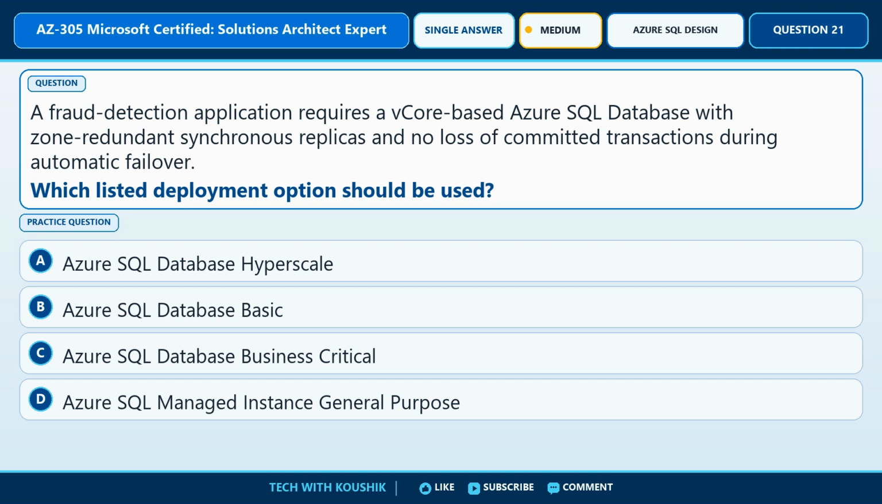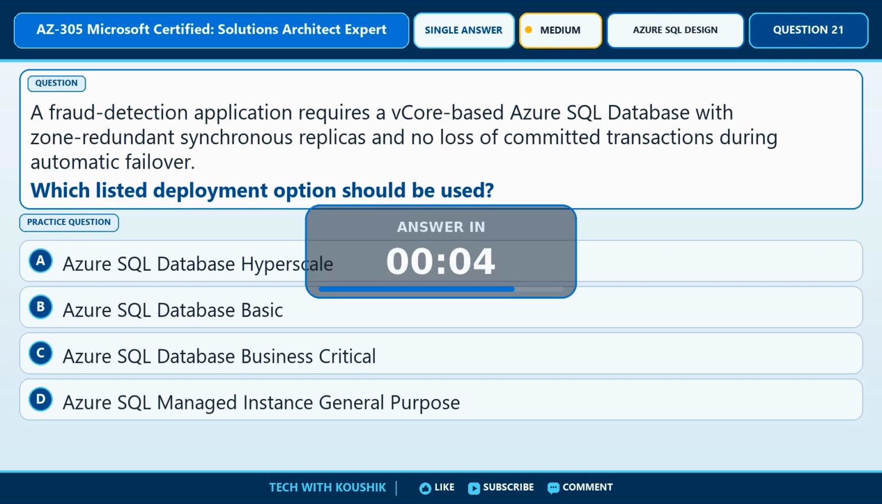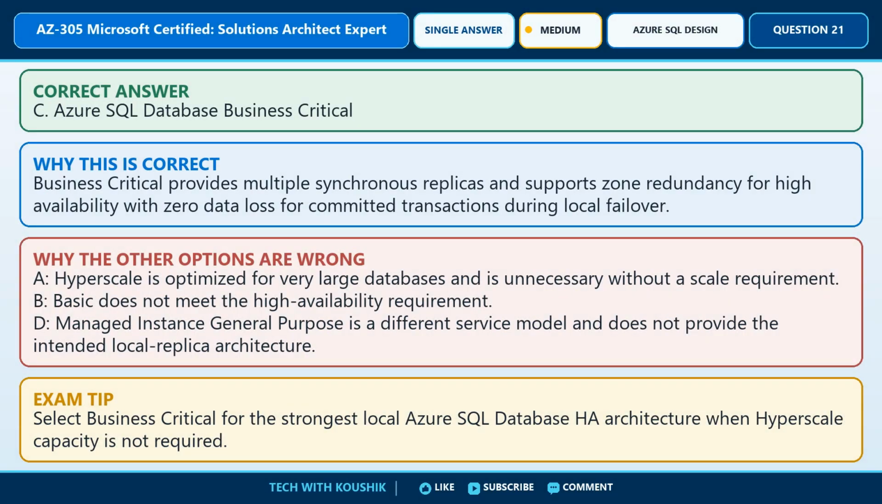Option A. Azure SQL Database Hyperscale. Option B. Azure SQL Database Basic. Option C. Azure SQL Database Business Critical. Option D. Azure SQL Managed Instance General Purpose. The appropriate choice is option C, Azure SQL Database Business Critical.